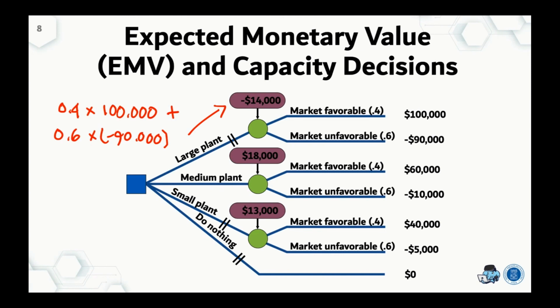In the same way, we can do a similar calculation for the medium plant and small plant, and also for do nothing in this case. And then we get the expected monetary values. The highest expected monetary value for our decision is when we build the medium plant. So our decision should be to build the medium plant.